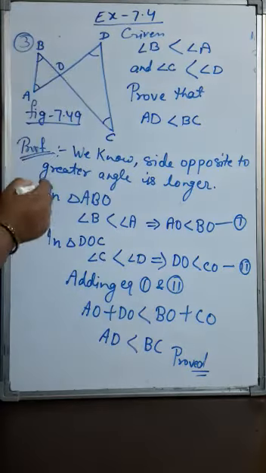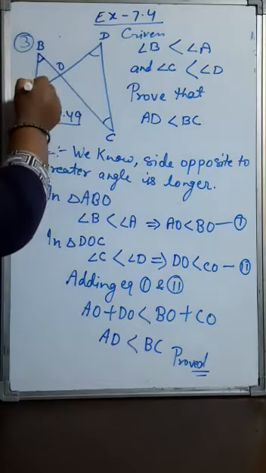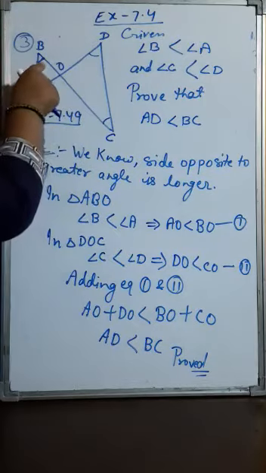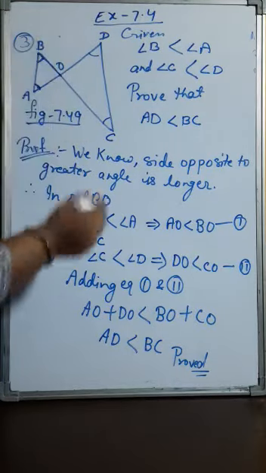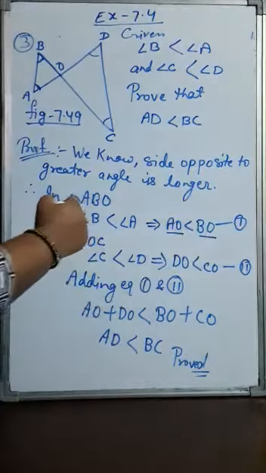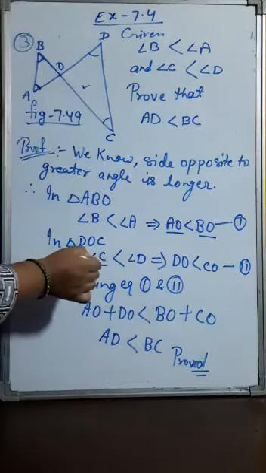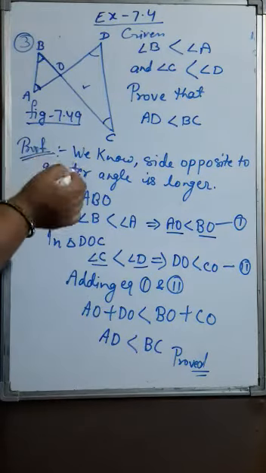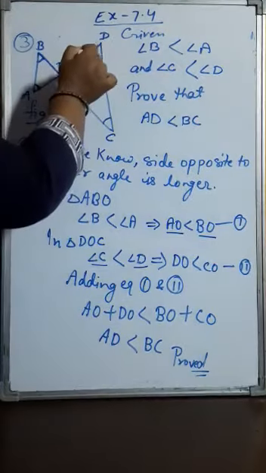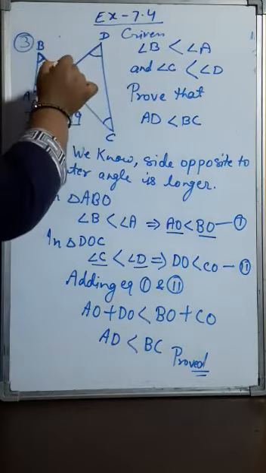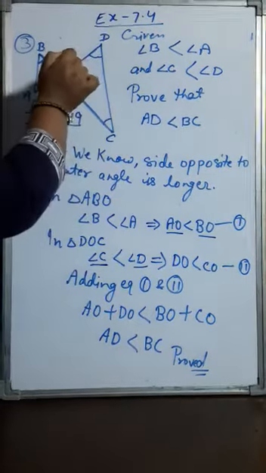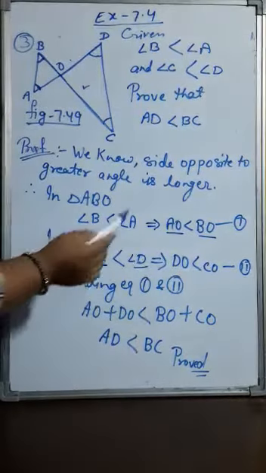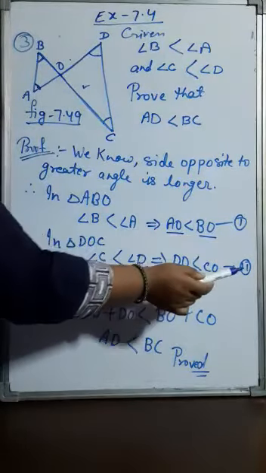Look at this triangle first. It's given that angle B is less than angle A. So since angle B is smaller, the side opposite to angle B, which is AO, is less than the side opposite to angle A, which is BO. So here I have written AO less than BO. Similarly, in triangle DOC, angle C is less than angle D. So the side opposite to angle C is DO and the side opposite to angle D is OC. Clearly, since angle C is smaller, the side opposite to angle C, which is DO, is less than CO. So this is equation number 1 and this one is equation number 2.